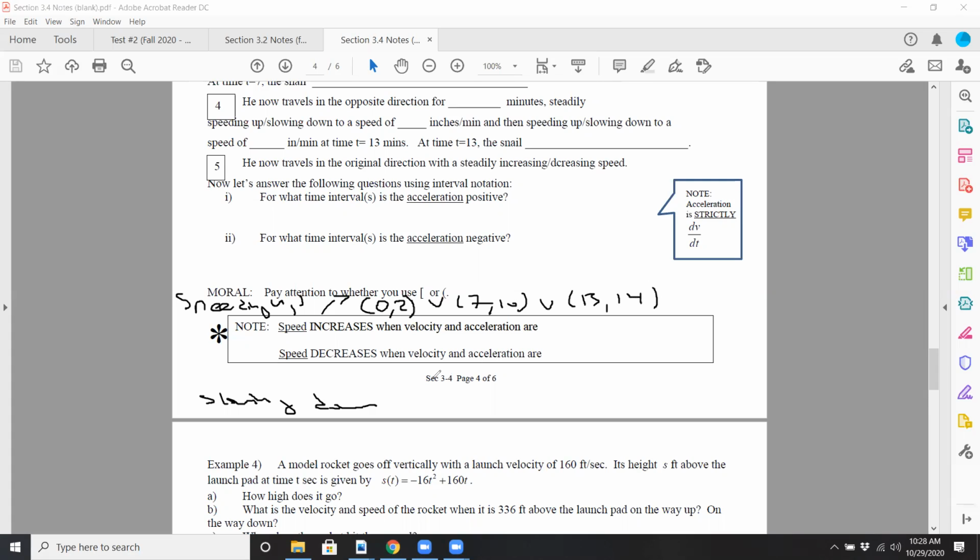We're slowing down from 5 to 7, and from 10 to 13. And of course, we're constant speed from 2 to 5. So that kind of ties everything all together at the end here. And we'll practice these problems in class on Tuesday.